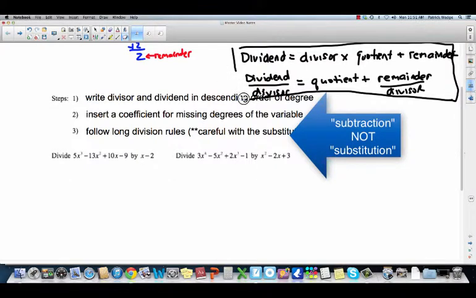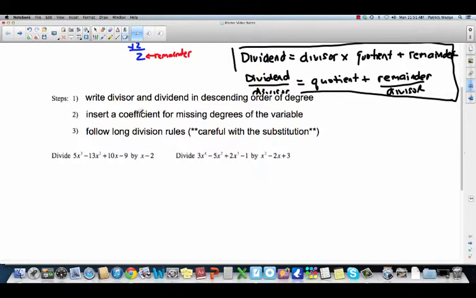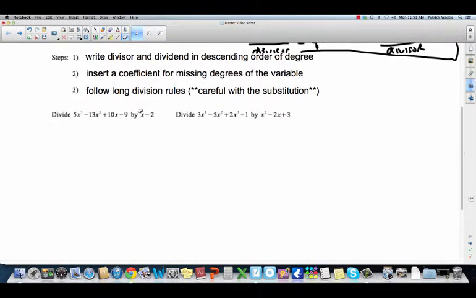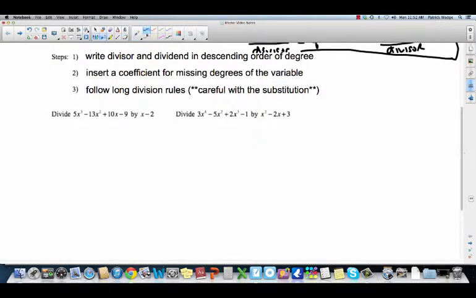I'm just going to erase a little bit here so you can actually read it. It says divisor there, right? Okay, and then we'll go through this. All right, here we go.